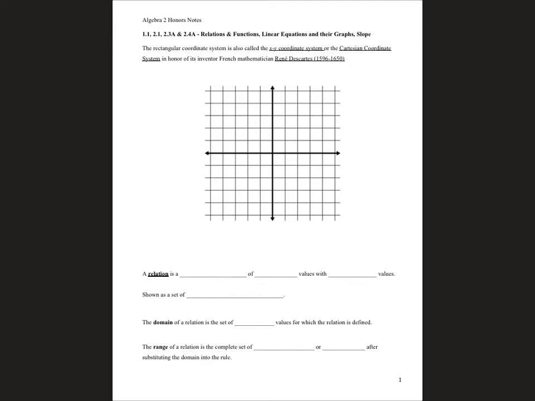So in this first set of notes, we are going to explore the rectangular coordinate system. It's also called the XY coordinate system. It's also known as the Cartesian coordinate system, or really even the Cartesian plane. And this is named after a French mathematician named René Descartes. So you've seen this before. This is just the XY plane.